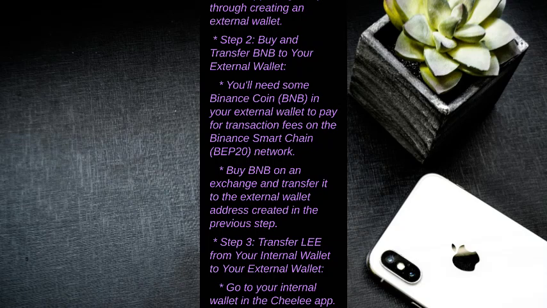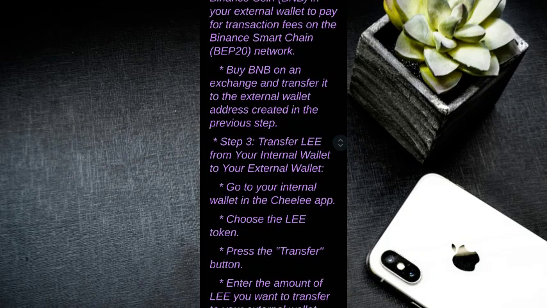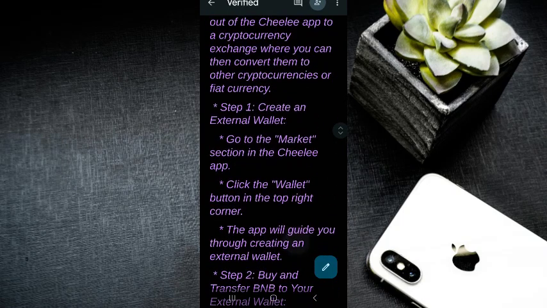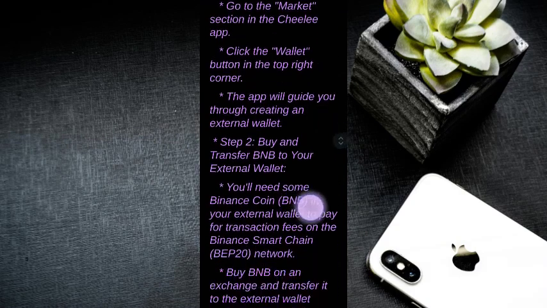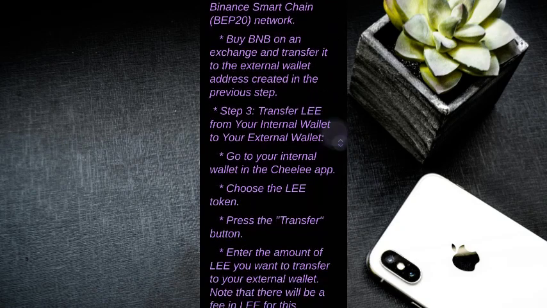So you will need some BNB, that is Binance coin, in your external wallet to pay for transaction fees on the Binance Smart Chain network. Now you buy BNB on an exchange and transfer it to the external wallet address created in the previous step. Don't forget, as I mentioned in the previous step, you create the wallet by going to the market section in the Chelee app and clicking the wallet button in the top right corner and following the guidance of the app to know how to create an external wallet.